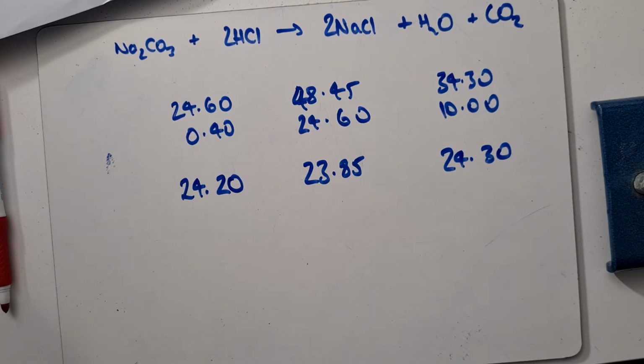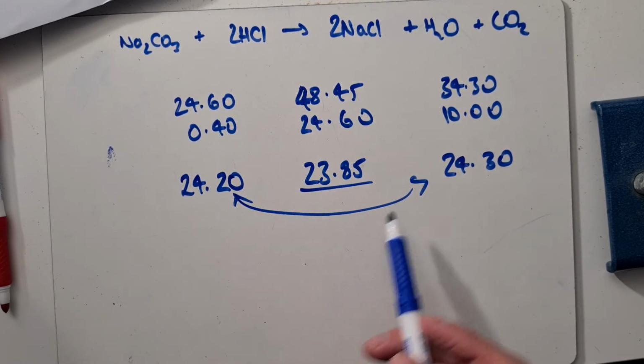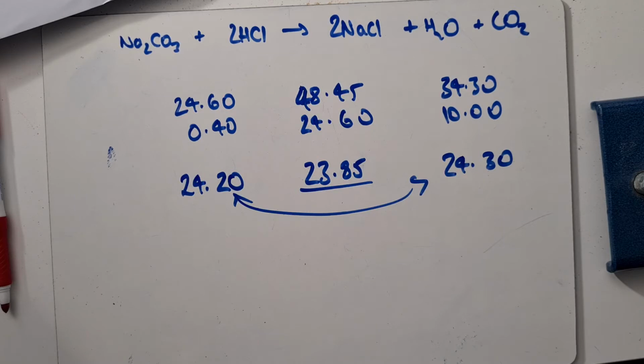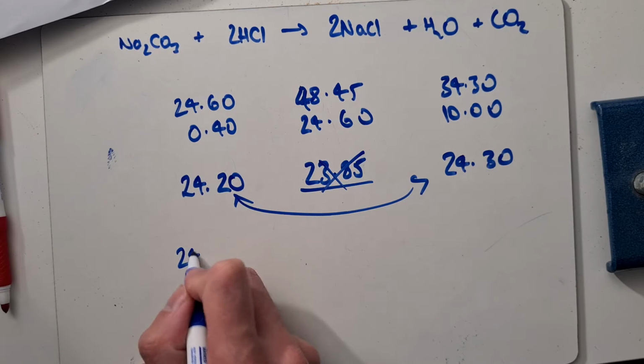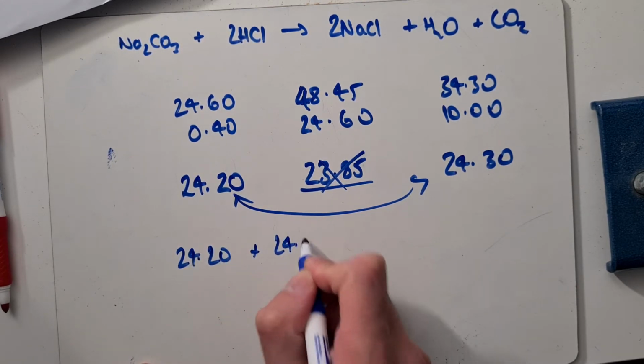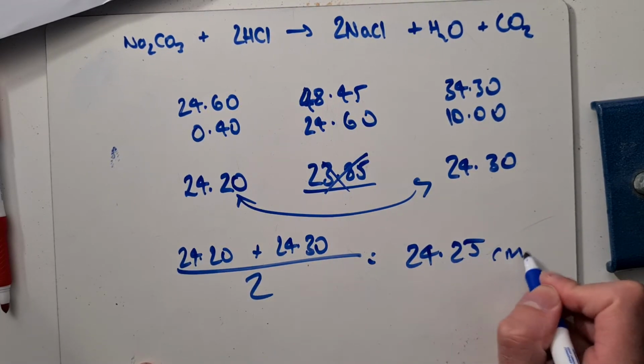Part 2, calculate the mean titre of HCl to the nearest 0.05 centimetres cubed that the student should use for analysing the results. So we only want concordant results, ones that are close together. These two fit that bill. This one is too far off, so we're omitting that one. So the average will be 24.20 plus 24.30 divided by 2 to give you 24.25 centimetres cubed.